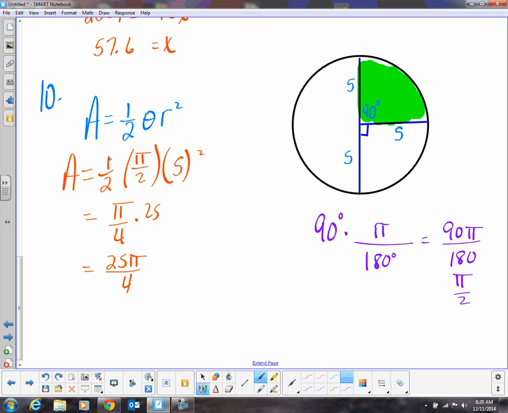1 times pi, 2 times 2. Yes. Okay? So now, depending on the multiple choice answers, if they don't have pi in them, what do you have to do? You're going to have to multiply by pi, divide by 4 possibly. All right, next question.